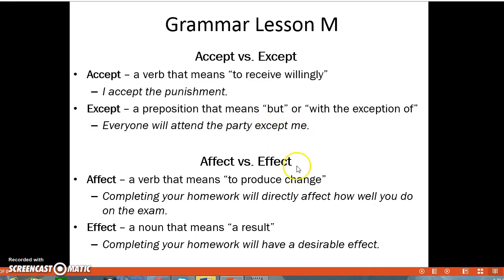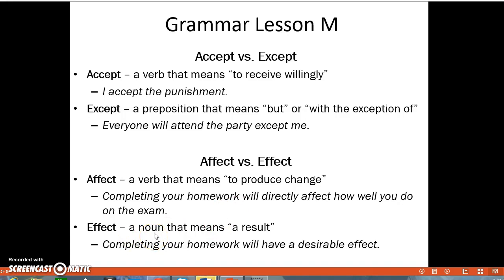Then we have, and this one I think is very often confused, affect with an A versus effect with an E. So affect with an A is a verb. It means to produce change. Okay, so if you're using it as a verb, use the one with the A. So completing your homework will directly affect how well you do on the exam. True story. So please make sure you study for AP because it will help your grade. Studying affects your grade.